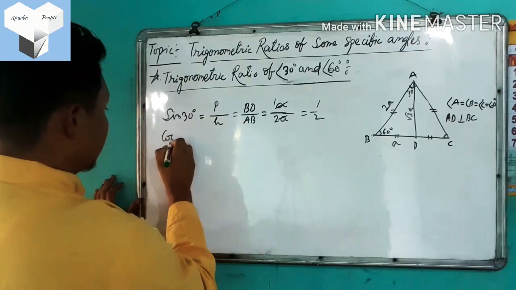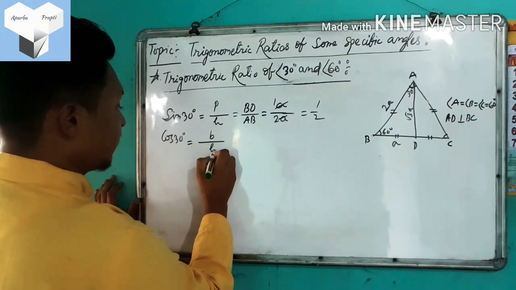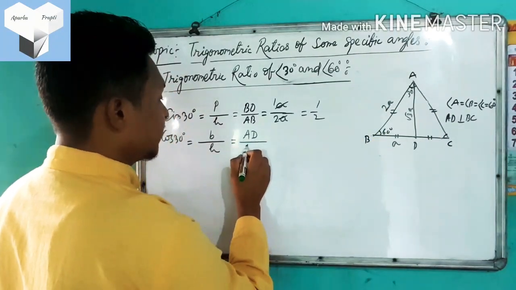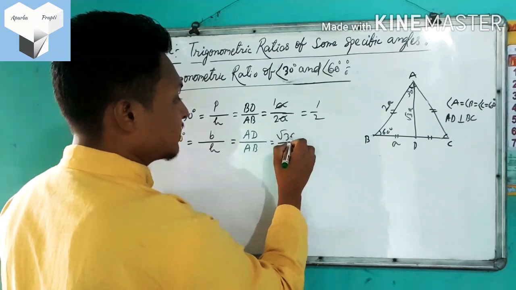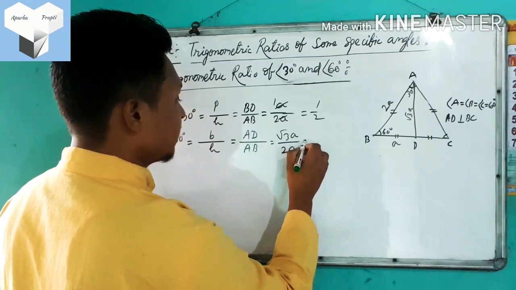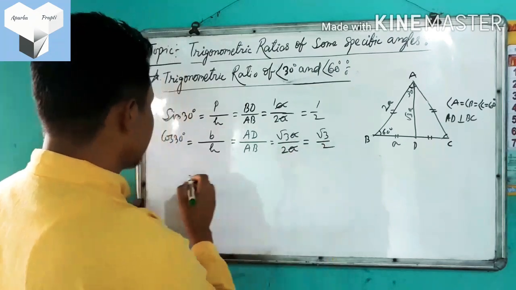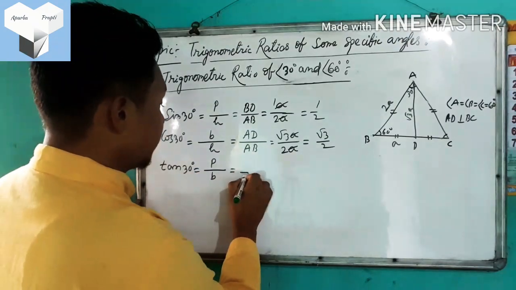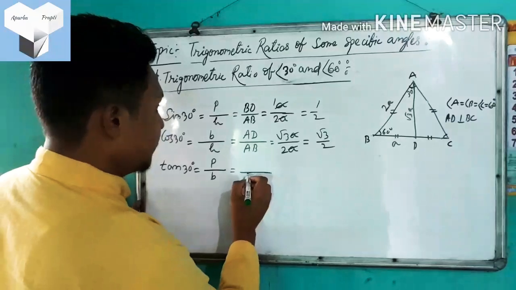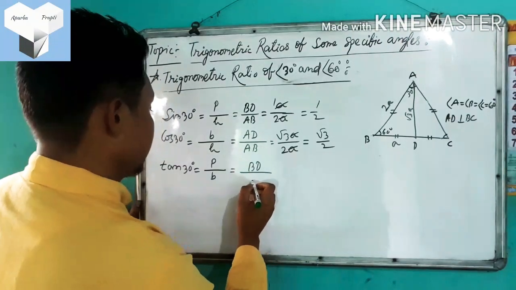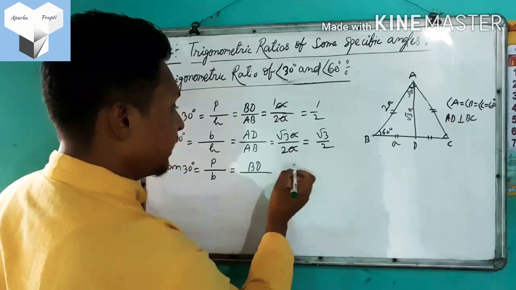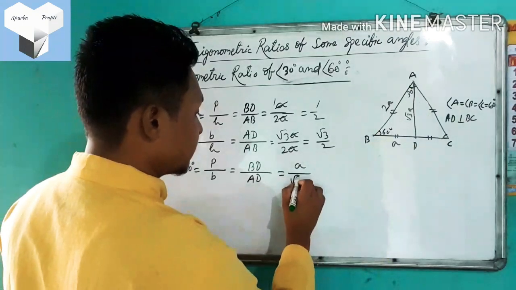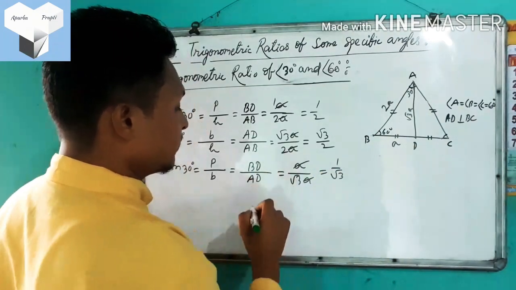In the same way, cos 30 is equal to B by H. B means base. With respect to this angle, the base is here AD, and the hypotenuse is AB. Here AD measures root over thrice A, AB measures twice A. A is cancelled, remains root 3 by 2. Tan 30 degrees is P by B. With respect to this angle, the perpendicular is BD and the base is AD. BD measures A, AD measures root 3 A. A is cancelled, remains 1 by root 3.